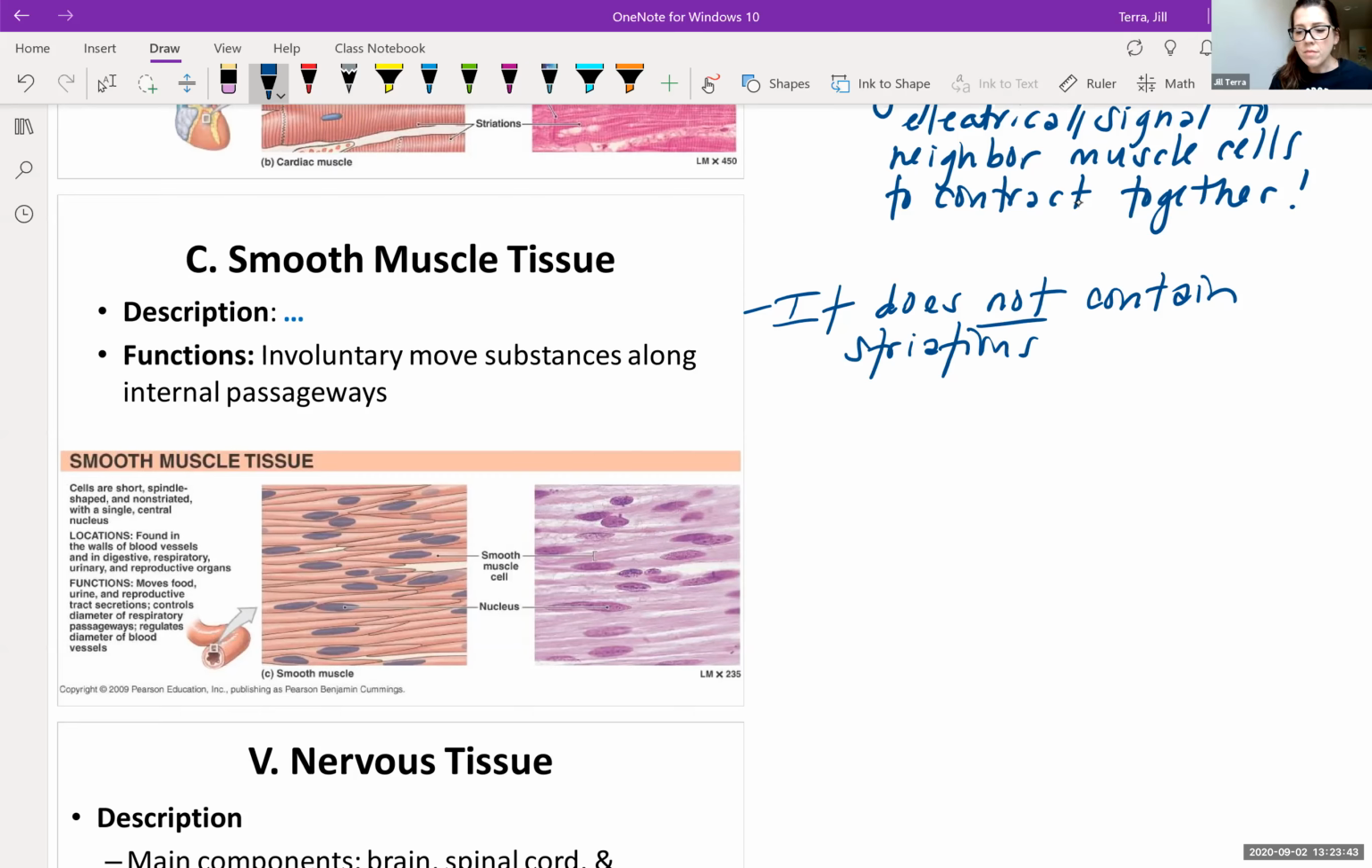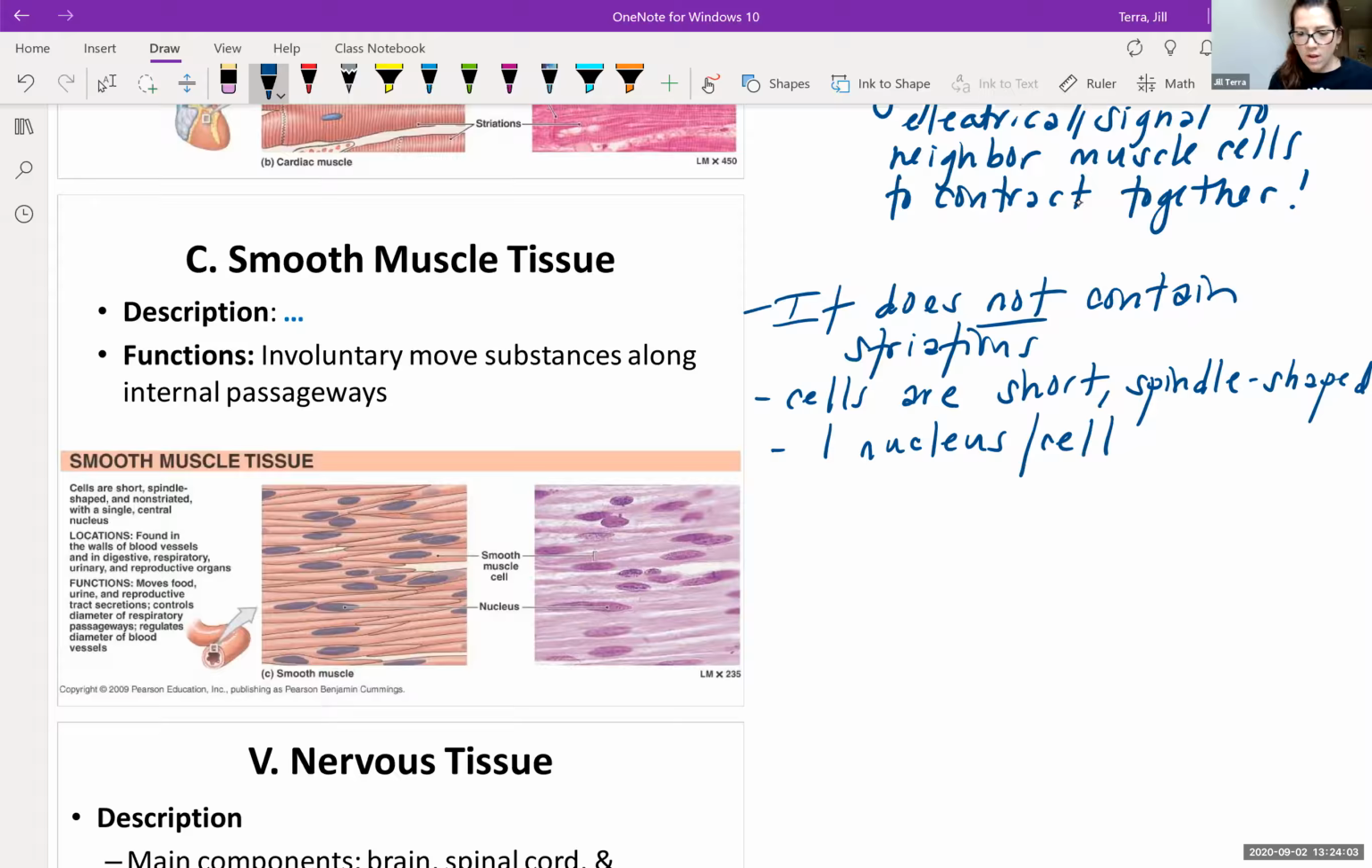Okay. We see here that the cells are short and kind of spindle shaped, as you see in this illustration. And we also see that there is just one nucleus per cell, okay, as indicated by these purplish kind of elongated blobs here within the individual cells.